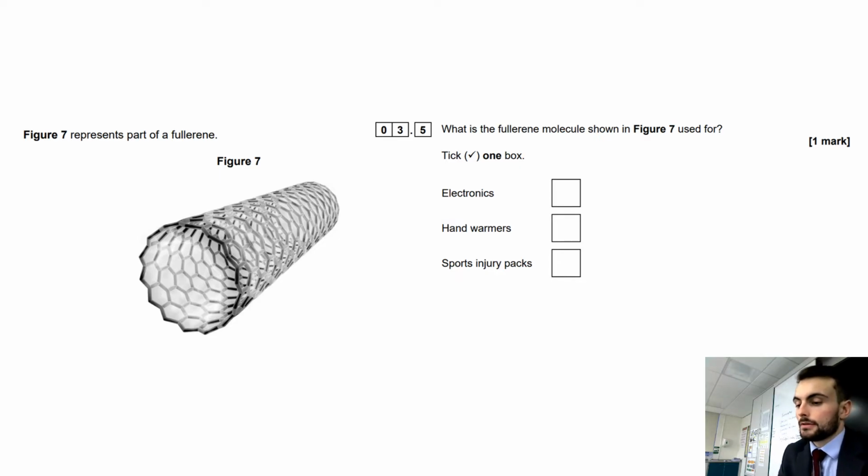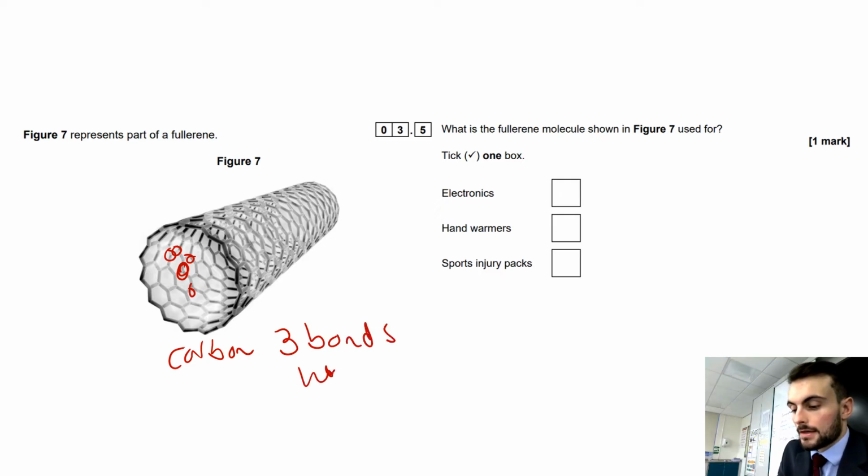Still talking about the fullerene. What is the fullerene molecule shown used for in figure 7? For this one, what we need to remember is we're looking at how many bonds each carbon is making. So it's made out of carbon. This is the one where it's making 3 bonds and they are making hexagon rings.